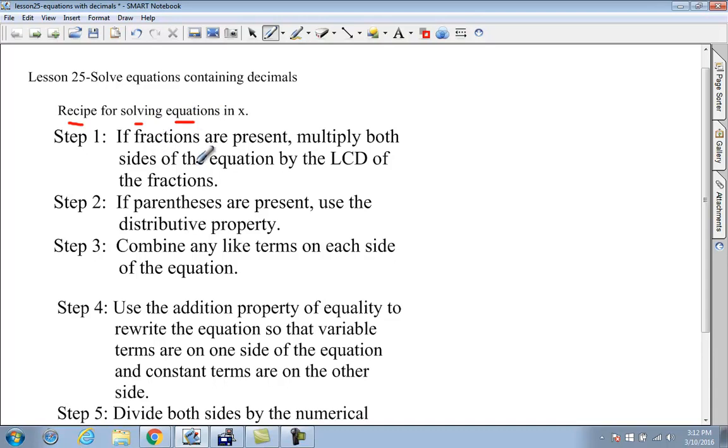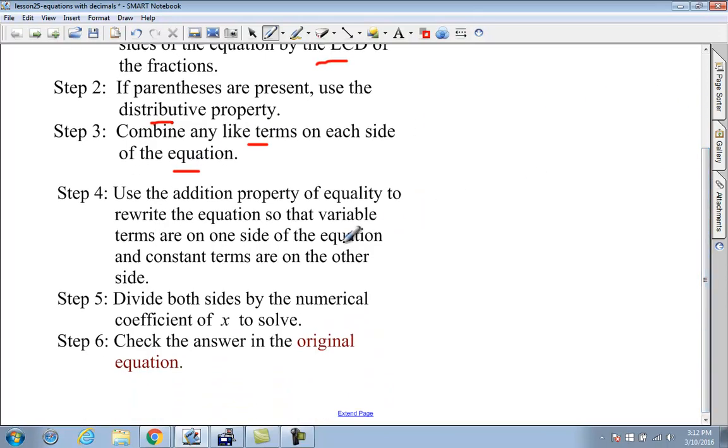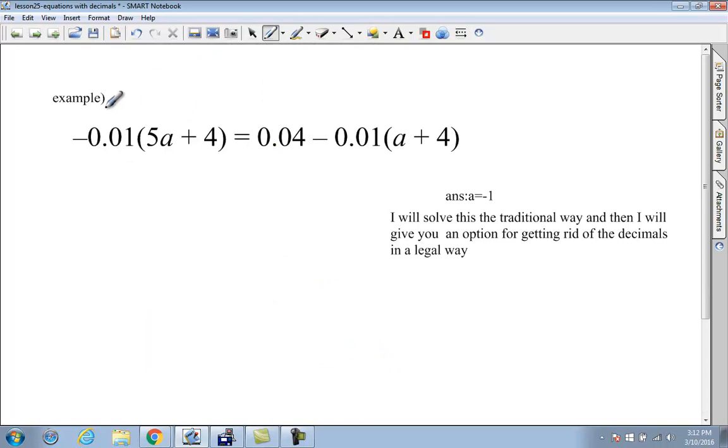I'll let you read through this, but basically if fractions are present, we're going to clear the fractions by multiplying by the LCD on both sides of the equation. If parentheses are present, we're going to use the distributive property. We're going to combine any like terms on each side of the equation, and then we will proceed to balance the equation as usual, as we've done in the past, and then hopefully check our answer at the end. So let's go to the next slide.